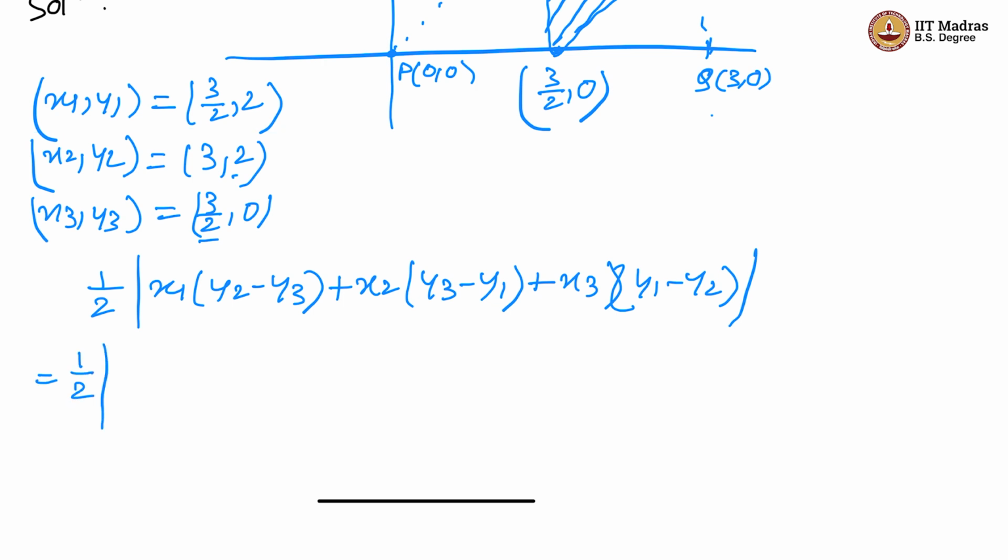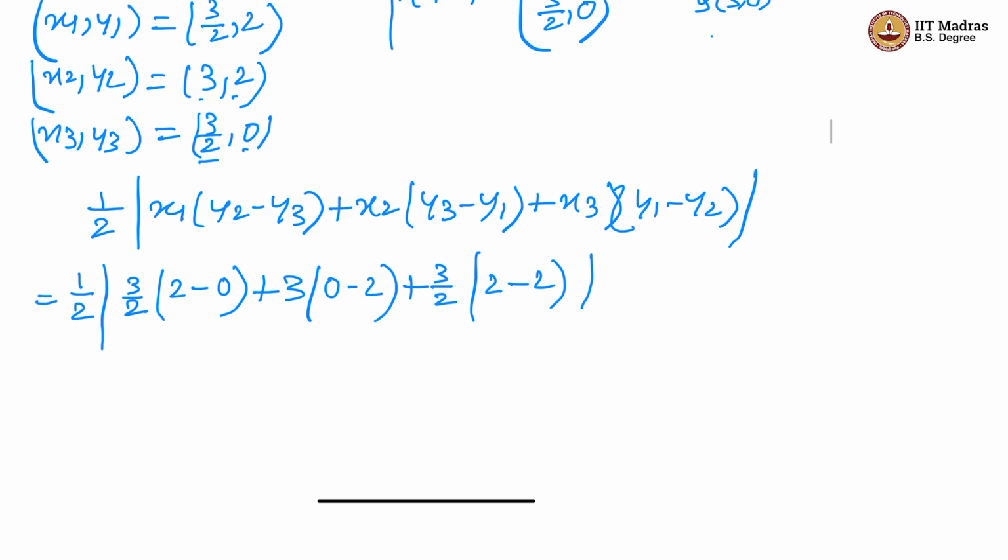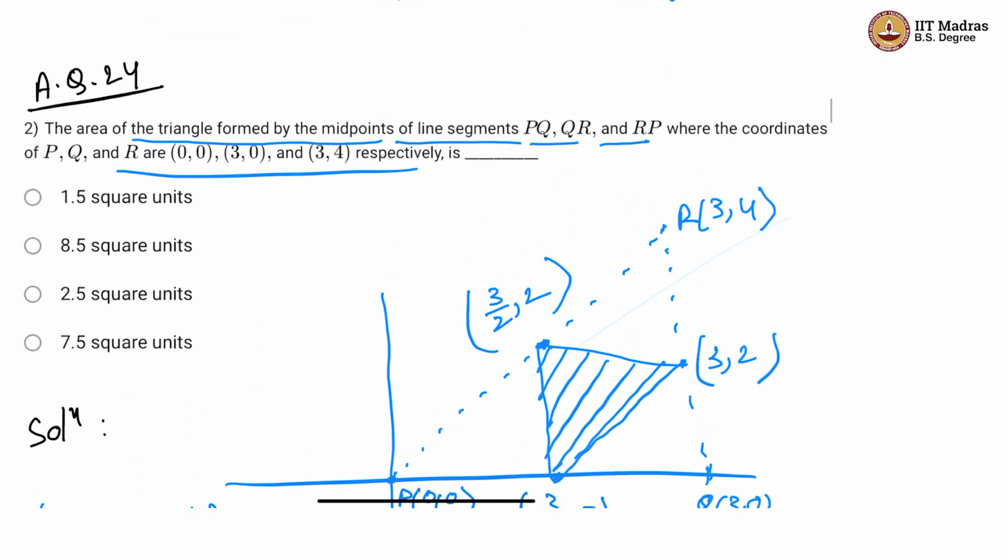So we have half into x1, which means 3/2, right? So 3/2 times (y2, which is 2, minus y3, which is 0) plus x2, which is 3, times (y3, which is 0, minus y1, which is 2) plus x3, which is 3/2, times (y1, which is 2, minus y2, which is 2), right? So we can calculate it, and then we will find the value 1.5. Okay, so this is the answer. 1.5 square unit is the area of the triangle.